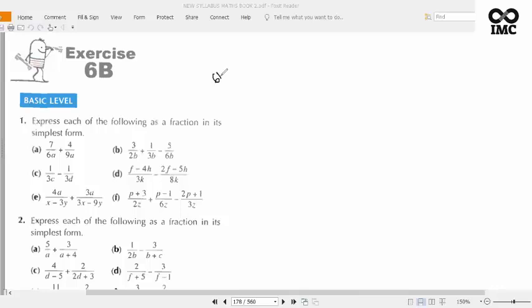6b question number 1. Question number 1 says express each of the following as a fraction in its simplest form. So how can you solve it? Look, 7 divided by 6a plus 4 divided by 9a. So what is the LCM of 6 and 9? That will be 18. So we will multiply this 6 by 3 and 9 by 2 to make the same denominator.